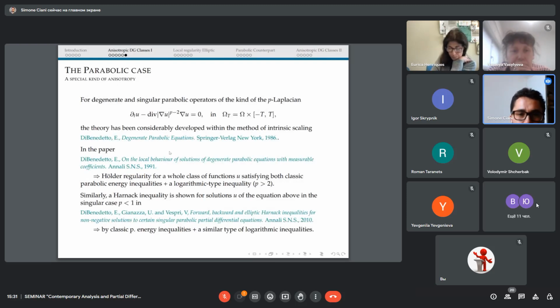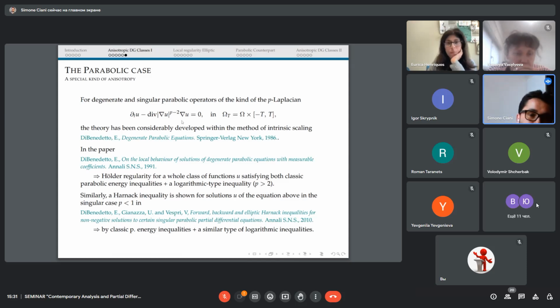For instance, if one looks at the theory of singular and degenerate parabolic operators of the kind of the p-Laplacian, the evolutionary one, this theory has been considerably developed. By the famous method of intrinsic scaling, Di Benedetto proved that the solutions are continuous and satisfy, in some ranges of p, also a Harnack inequality. Here p must be greater than 1 and smaller than infinity.